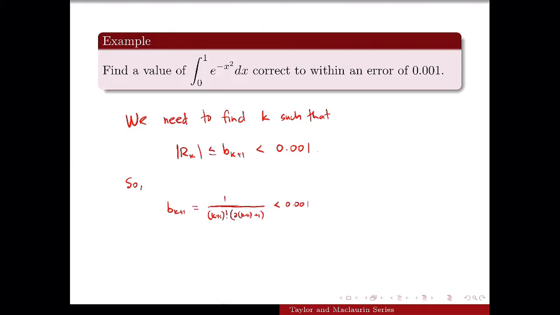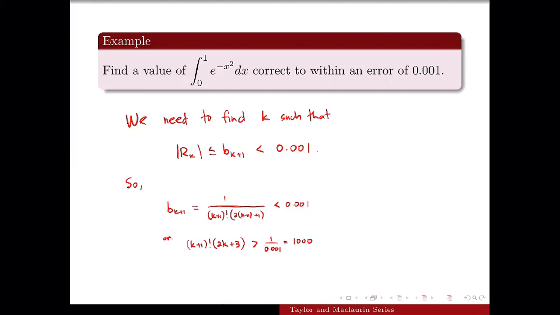Okay? Or we get the reciprocals, or we have k plus 1 factorial times, let's multiply 2 times k plus 1, so you will have 2k and then plus 3. This should be greater than 1 over 0.001. But this is what? 1,000. Okay?